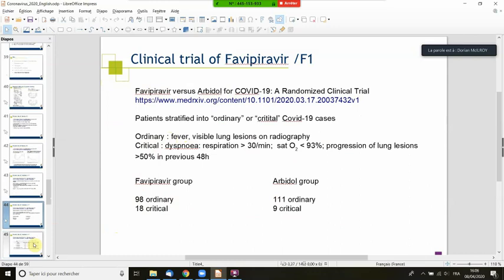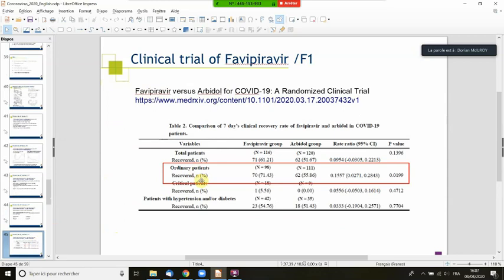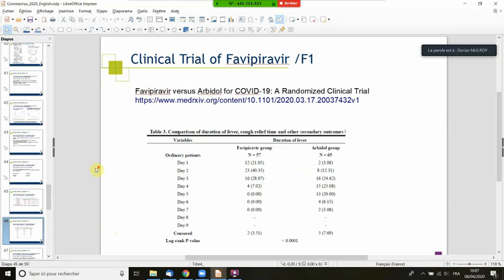So then they looked just at the ordinary patients. In the ordinary patients, this is the percentage of patients who recover after 1 week. Favipiravir group, about 70%, Arbidol group, only 56%. And this is a significant result. So significantly better improvement with favipiravir compared to the comparator group.